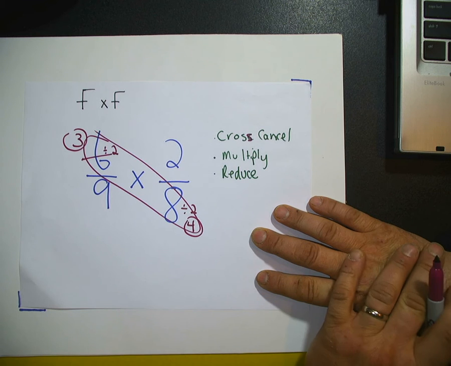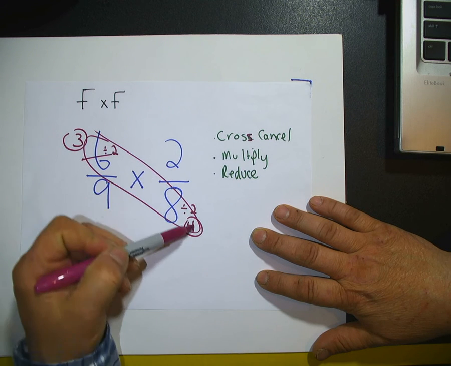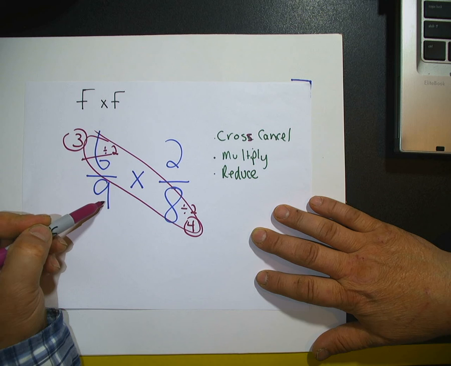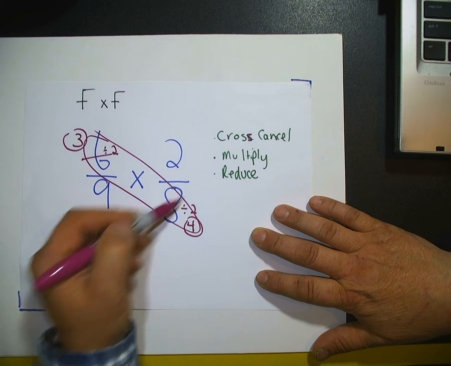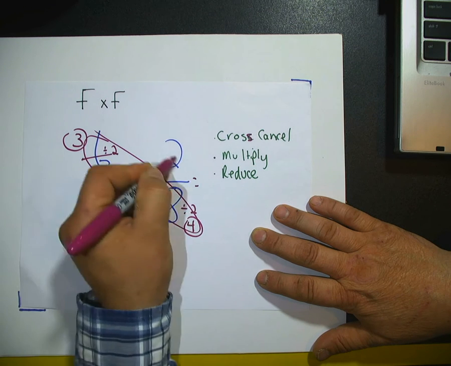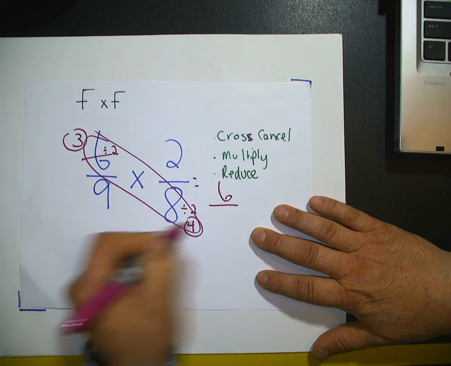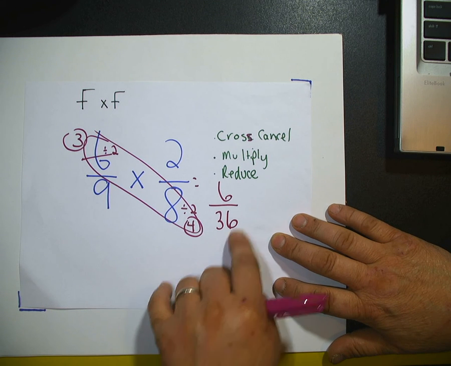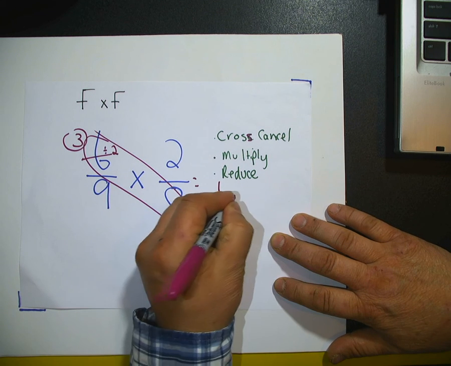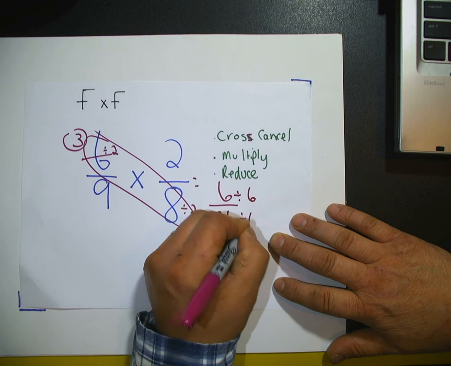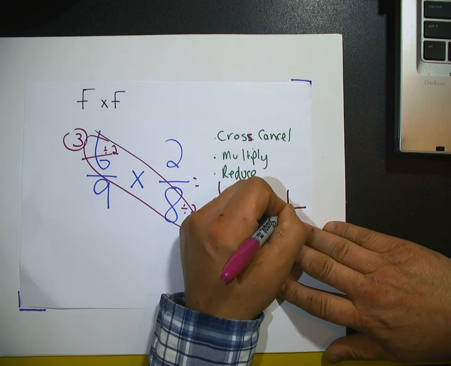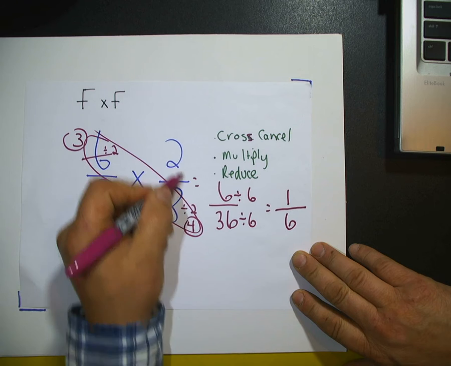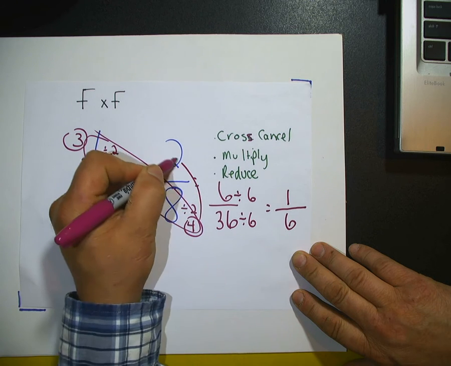I like this problem because if you look right here, 2 and 4 can be reduced. 3 and 9 can be reduced. If I don't reduce it, I end up with 6 over 36. And Get More Math won't take that. So I need to reduce it by dividing by 6. That now equals 1/6.